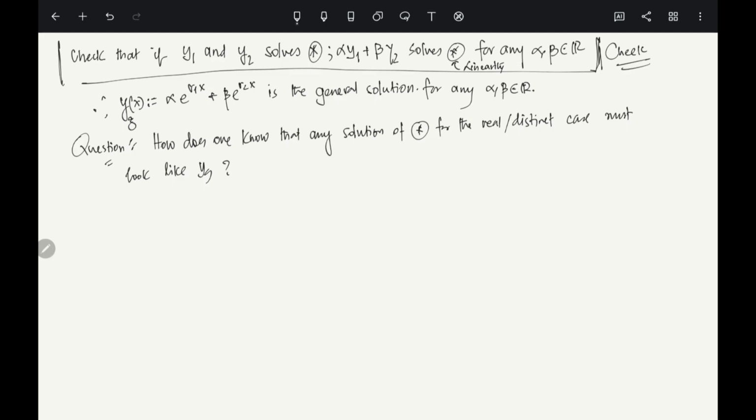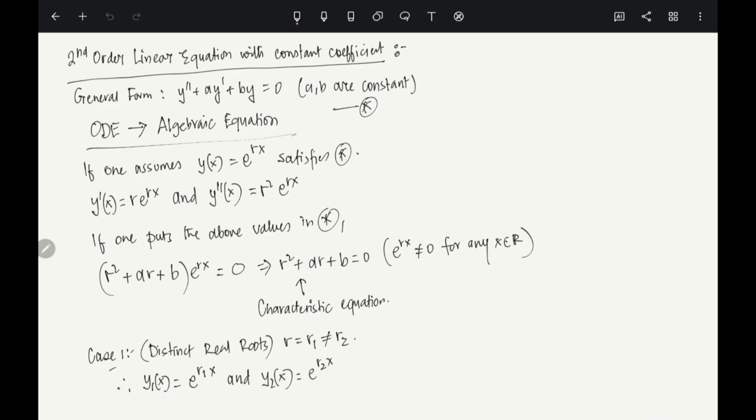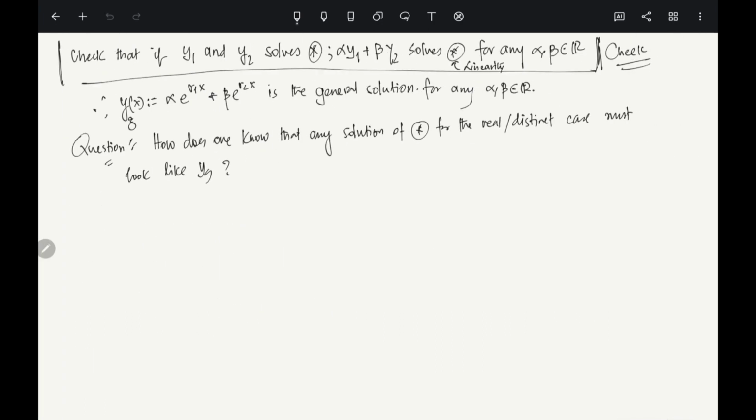See, general solution is nothing but all possible solutions. This equation is a linear equation. y equals 0 is of course a solution. You do realize that, right? y(x) identically equal to 0 is always a solution. Now basically we are trying to find the other non-trivial solutions, and what I am trying to say is this: all possible solutions are contained in this family.